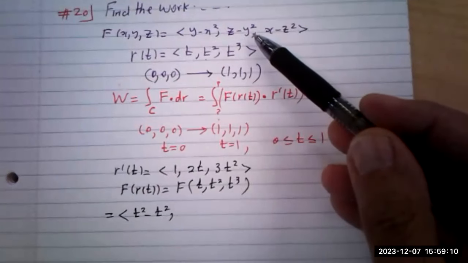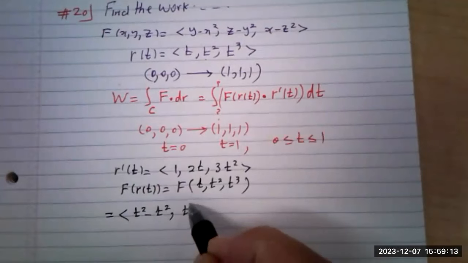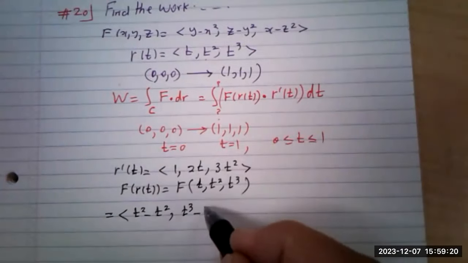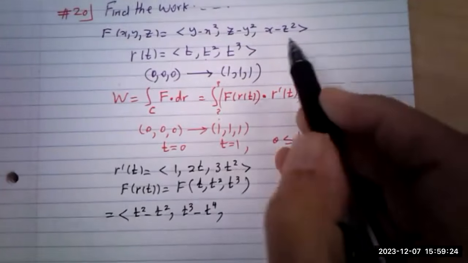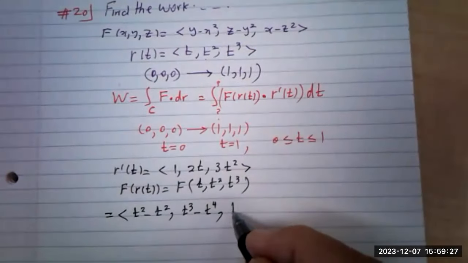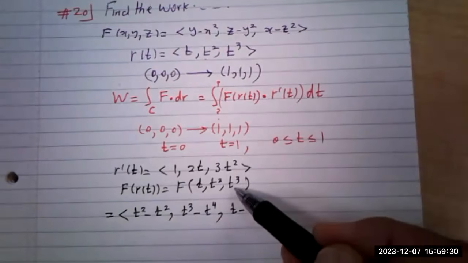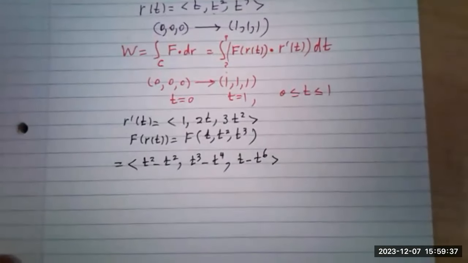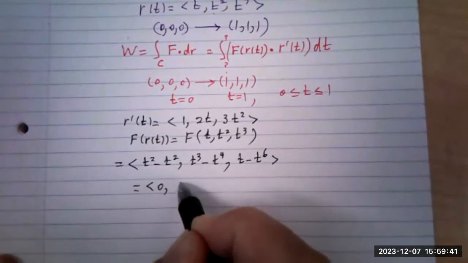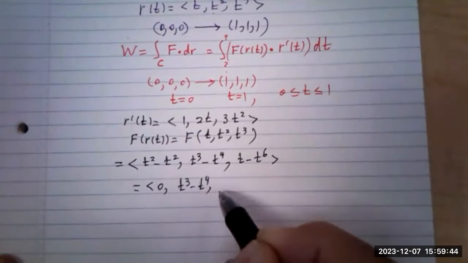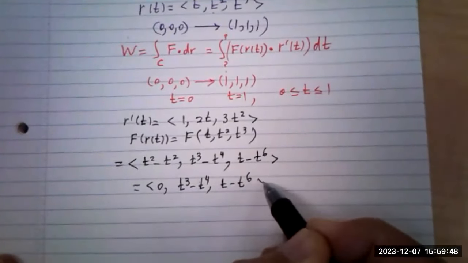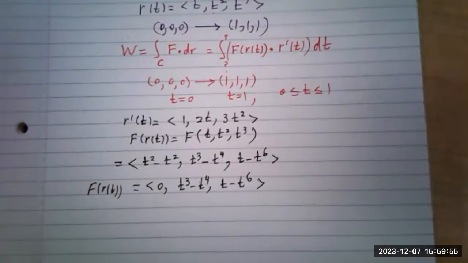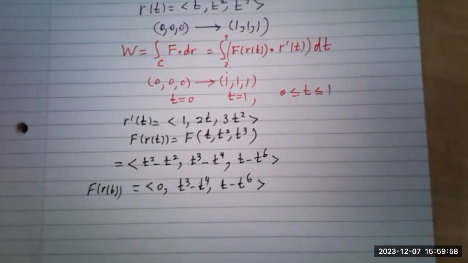So the next one, z minus y squared. Z is t cubed, minus y squared. Y is t squared, so t squared squared gives you t to the fourth. Then x minus z squared. X is t, minus z squared. Z is t cubed, so z squared would be t to the sixth. You simplify if it's possible. So in this case, you get 0, t cubed minus t to the fourth, and t minus t to the sixth. So that would be F of r of t as a vector.